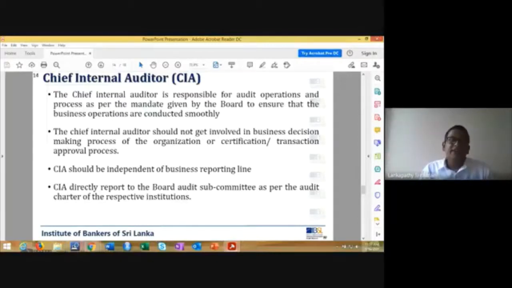The chief internal auditor should be independent of the business reporting line. The chief internal auditor may report to the internal audit committee and through the board of directors, and directly reports to the board audit subcommittee as per the audit charter of the responsibility.